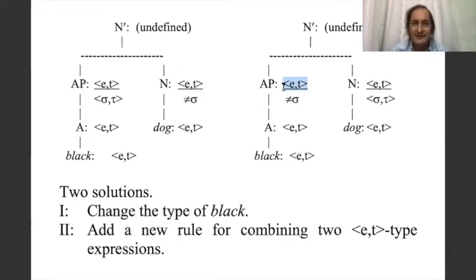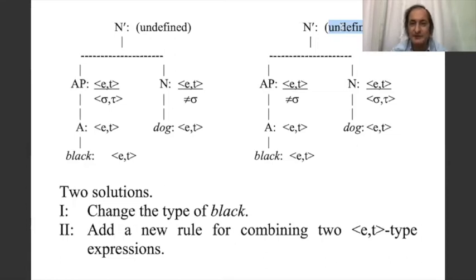So here we have a situation where we're stuck. I've set up here, in both cases, the N bar is undefined. That means we don't have any rule that tells us how to put these two expressions together that will give us a new expression of an understood type. Since "black dog" is a perfectly fine English expression, we have to do something to change our analysis.